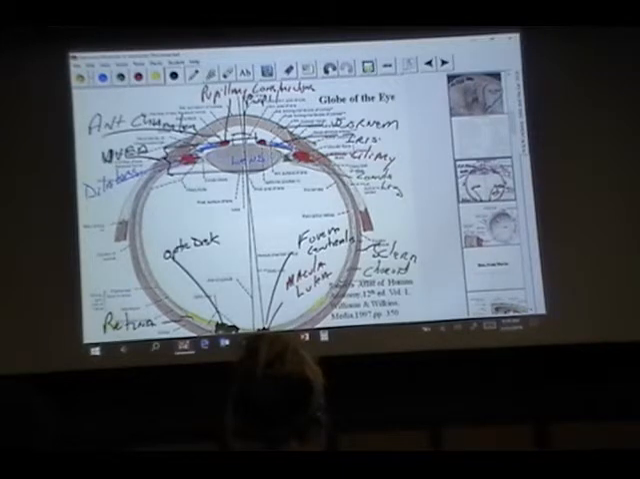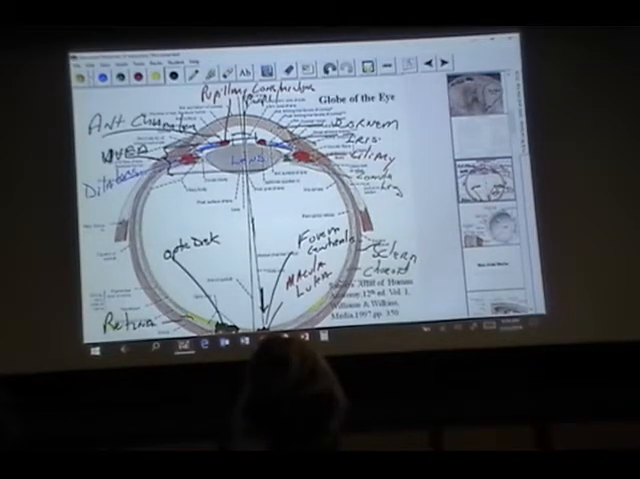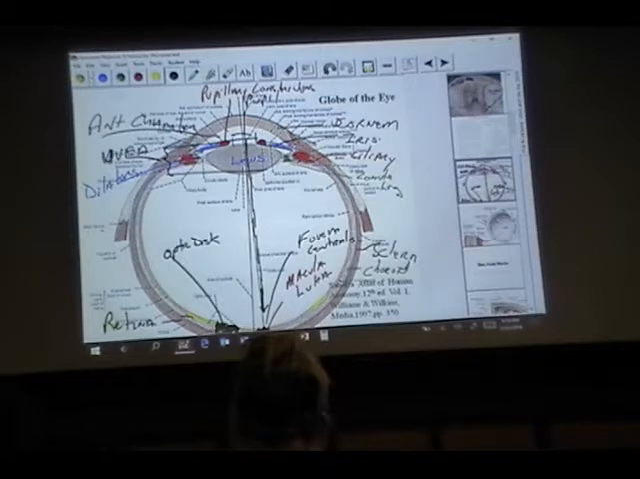Now, one of the other things that's kind of interesting is that when we're trying to focus an image, we're trying to get it here on this fovea centralis. Okay? And we're trying to direct it down through the center of the pupil onto the fovea centralis. And this is what we refer to as the visual axis.